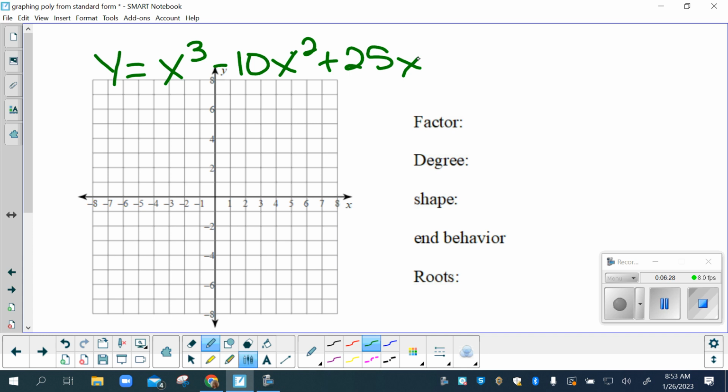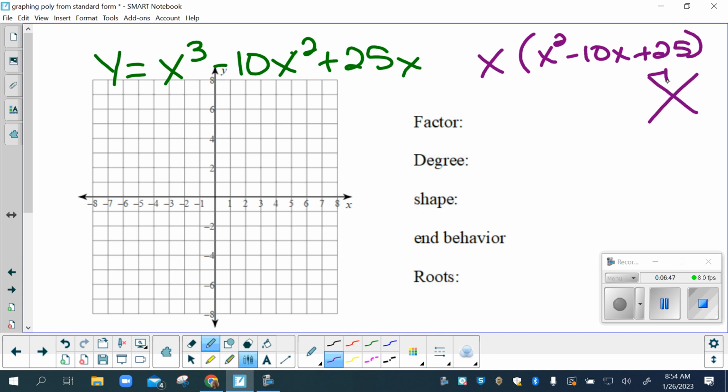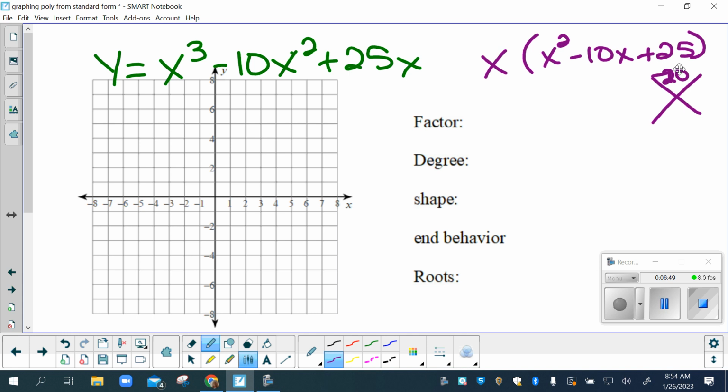I'll give you a little hint. x comes out, x squared minus 10x plus 25. Factors of 25 that make negative 10. Did you get negative 5 and negative 5? Yep. Okay, I love this one.